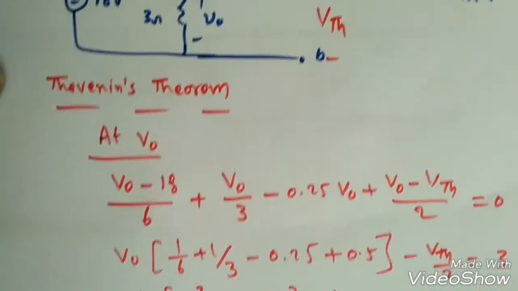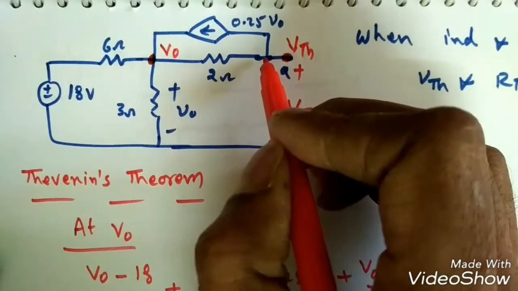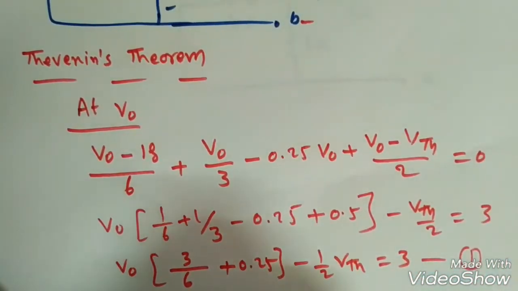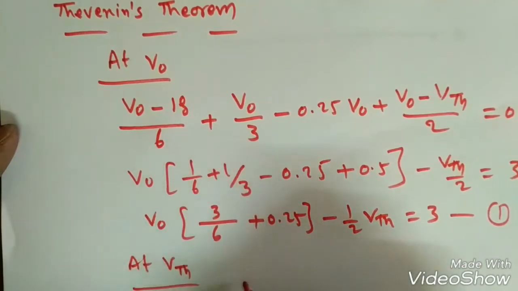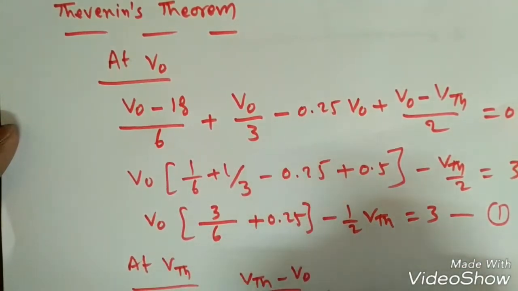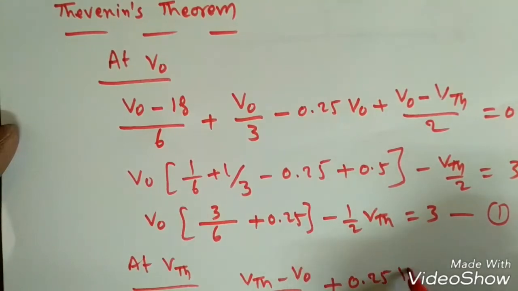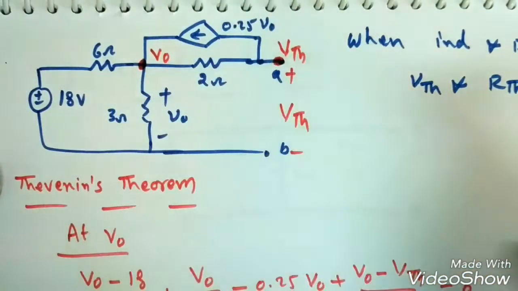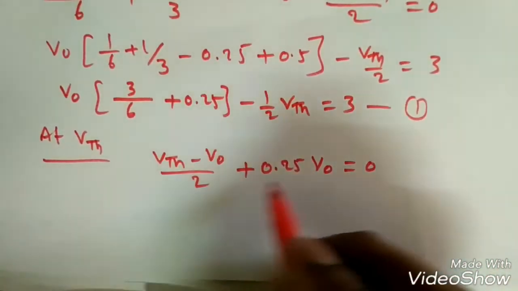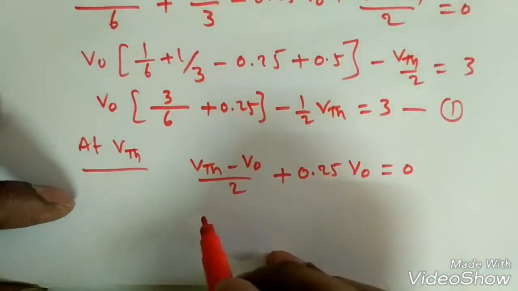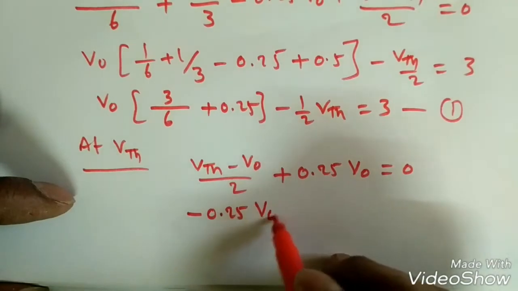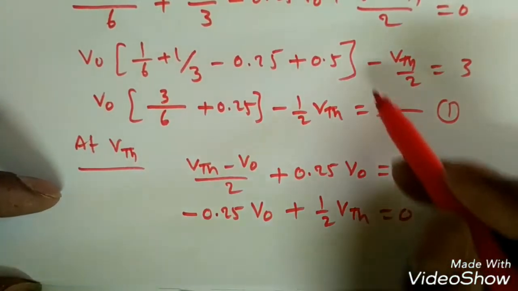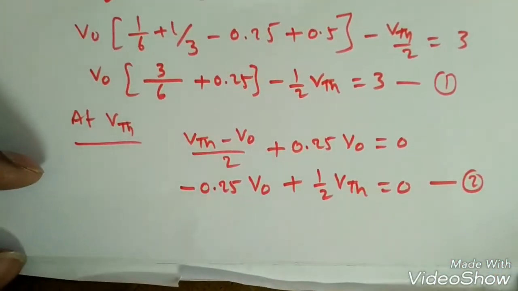Now what is the one more equation we will get at this node? At this node only these two branches are there because this current is 0. So at VTH, VTH minus V0 by 2 plus 0.25 times V0 equal to 0. See, VTH minus V0 by 2, and this is 0.25 V0. So this is the equation we got: minus V0 by 2 plus 0.25 V0, that is minus 0.25 V0 plus 1 by 2 VTH equal to 0. This is equation 2. When we solve these two, we'll get V0 and VTH.